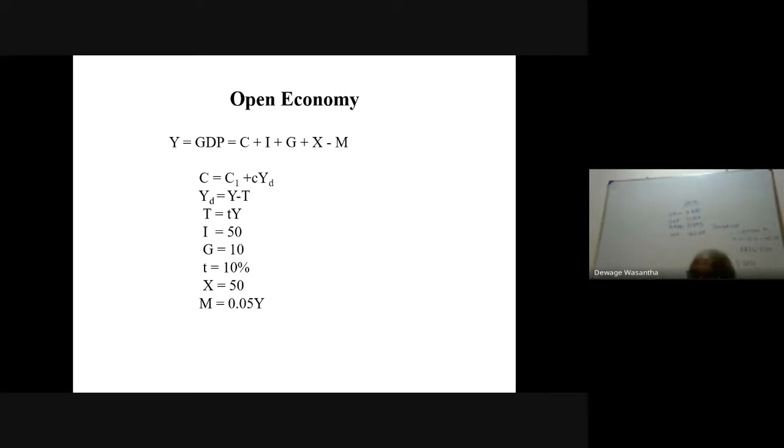What is the tax equation? T equals tY. t is the tax rate, the marginal tax rate. Tax rate is 10%. Then they have given that model, I equals 50. These are given numbers, right? You can change these numbers and we can have different answers. Government expenditure 10. Tax rate 10%. Exports 50. Imports, again there's another equation.